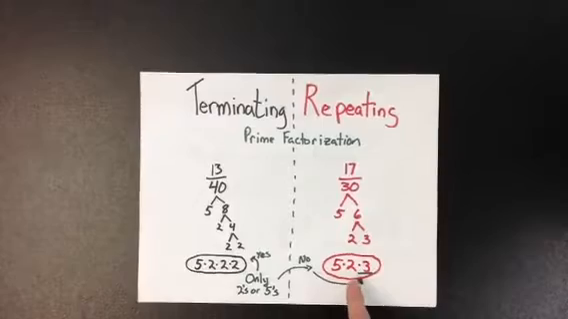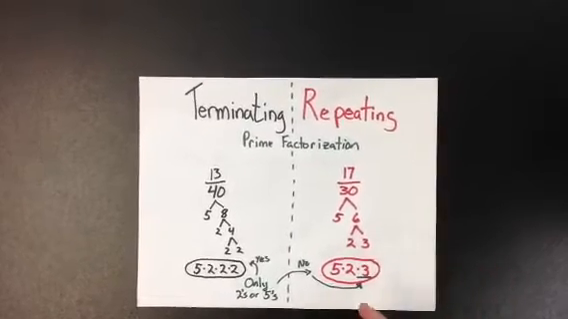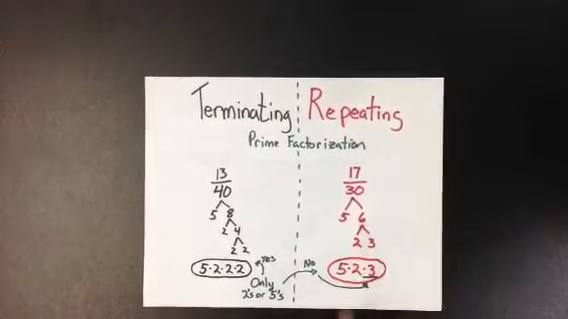See here, it's 5, 2, and 3. There cannot be a 3. There can only be a 5 and a 2. That's why this is repeating.